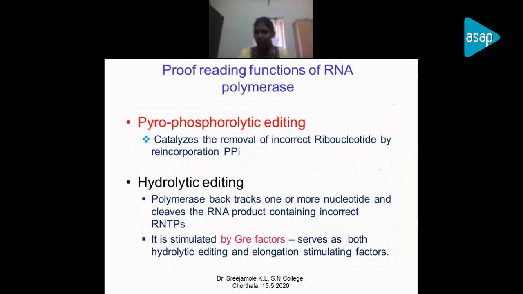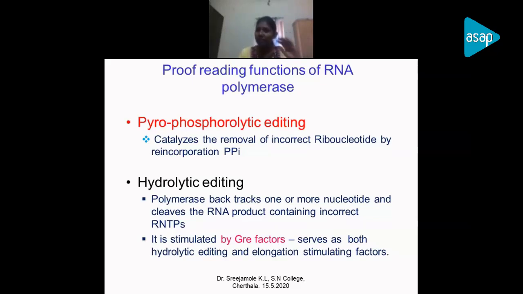Other than this polymerization activity, the RNA polymerase also has proofreading functions. As we have seen in the replication process, there is proofreading activity carried out by the DNA polymerase enzyme itself. But here, some factors in the RNA polymerase bring about this proofreading activity. Two kinds of proofreading activities are shown. One is pyrophosphorolytic editing, in which the RNA polymerase backtracks along the newly formed RNA and catalytically removes any incorrect nucleotide, replacing it with pyrophosphate. Another proofreading function is known as hydrolytic editing, in which the polymerase backtracks through the newly formed RNA and removes any RNA product containing the incorrect nucleotide.